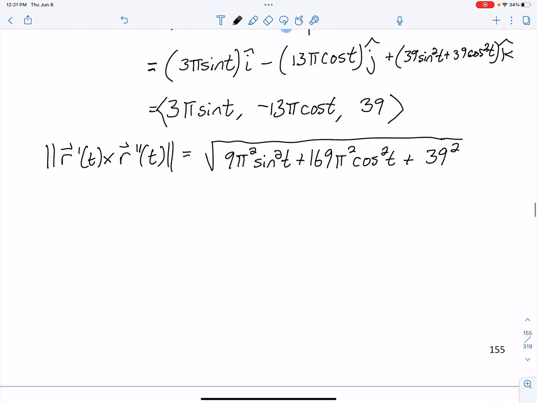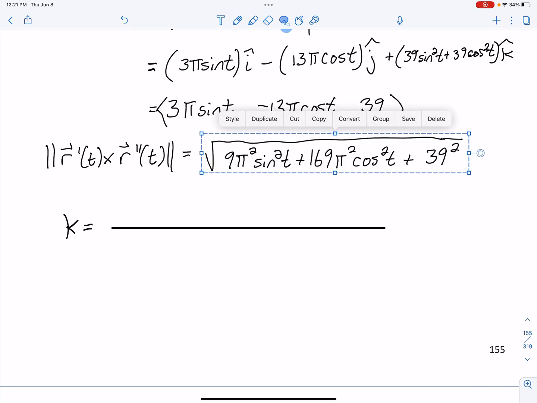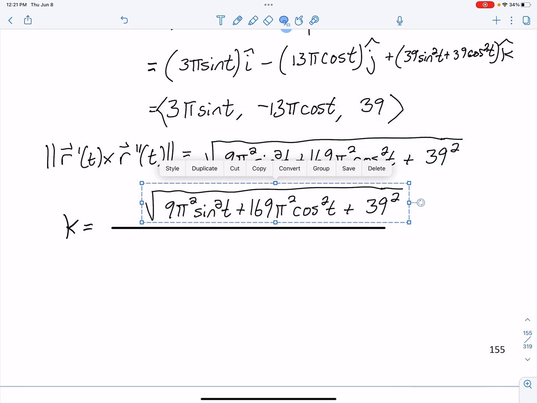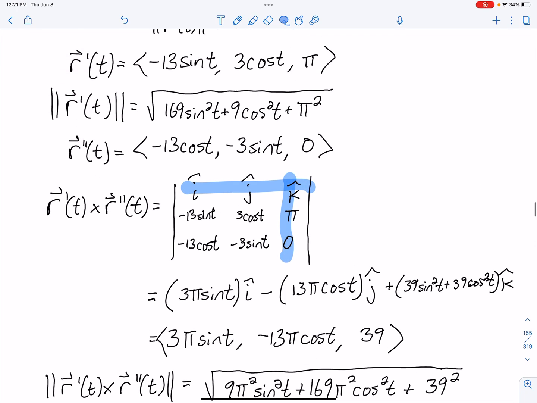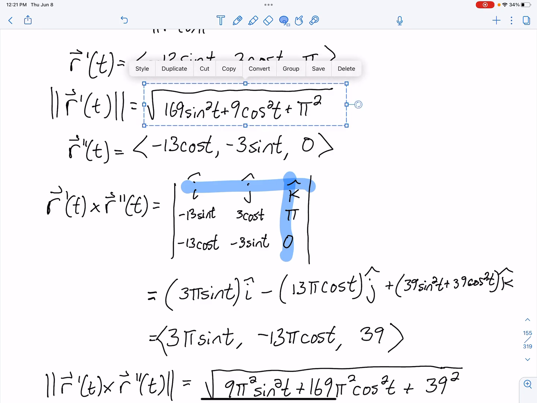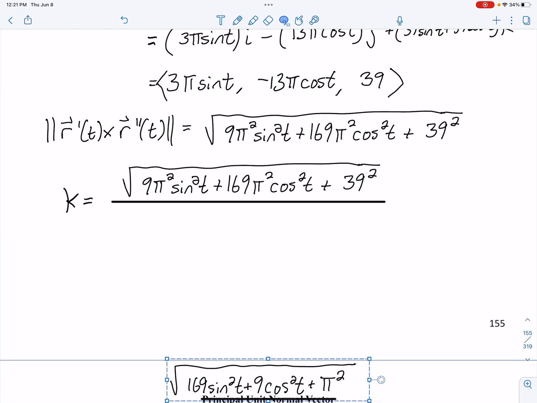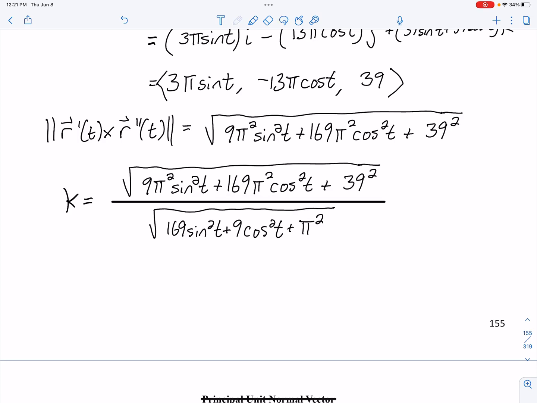So this is going to be curvature is, okay, and I'm going to cheat here. I'll just duplicate this. That goes on top. And then this thing here, r prime, goes on bottom. And I'm going to cube that. I would leave that there. That looks like a great answer to me. It's really nasty, but that's okay. If I plug in any t I want, I can have curvature.